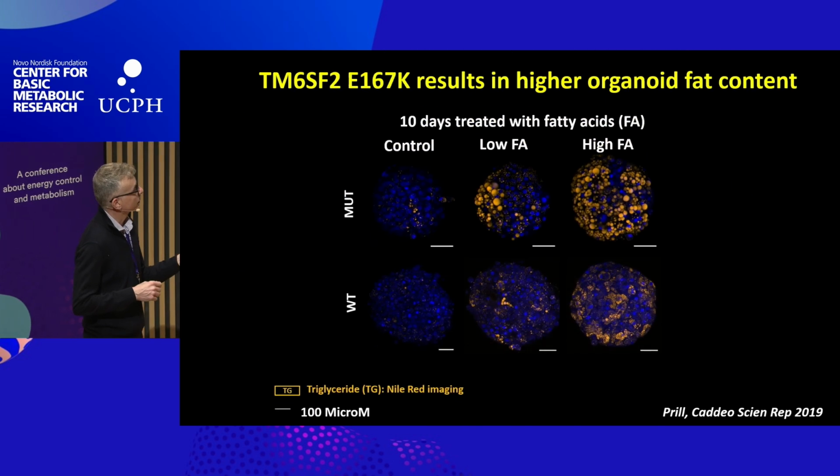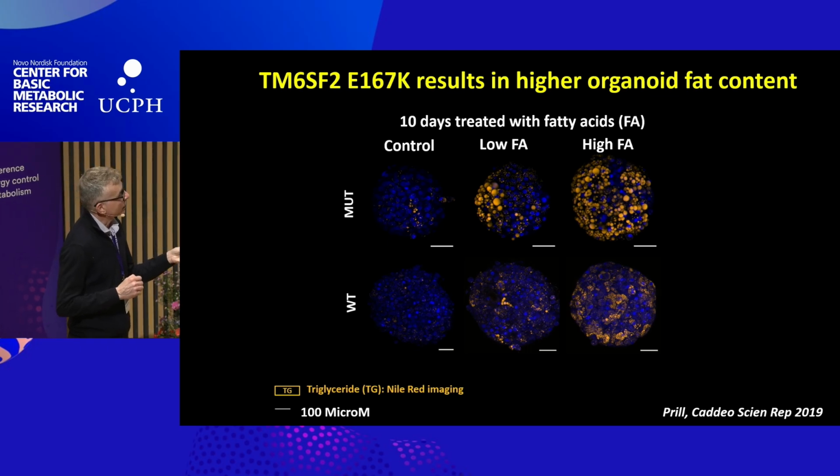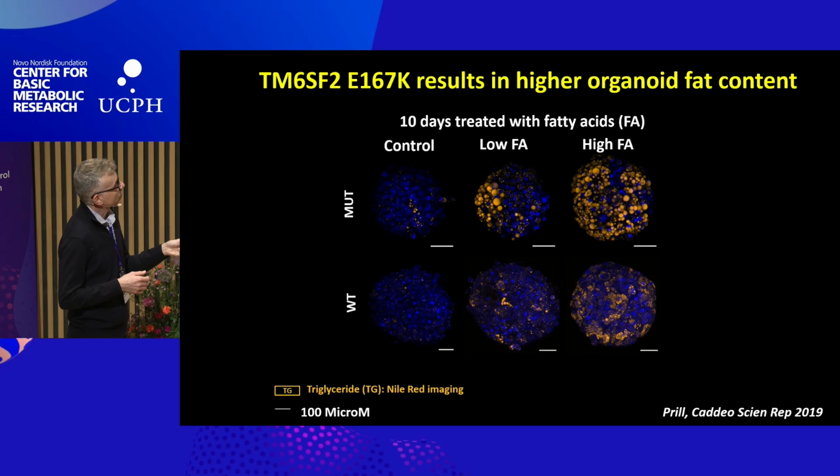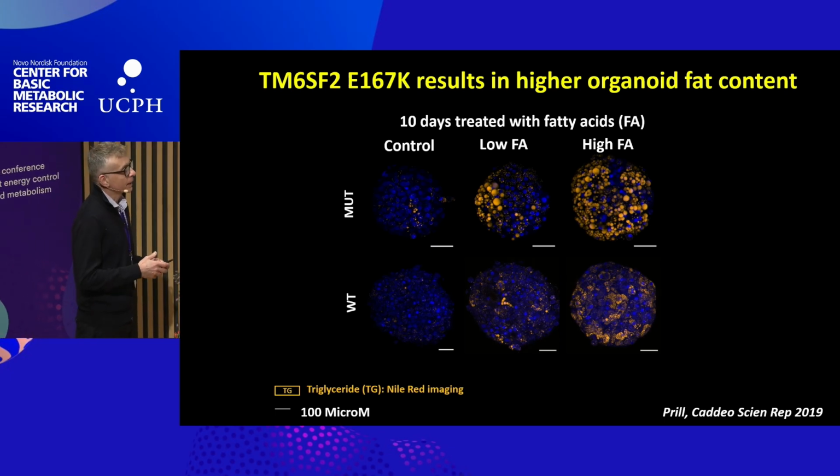And you see here the blue are the nuclei, and the orange is the amount of liver fat in the spheroid. And you see that it doesn't matter if you have low fatty acid concentration or high, the mutant has higher liver triglycerides, indicating that the model recapitulates the primary human phenotype.